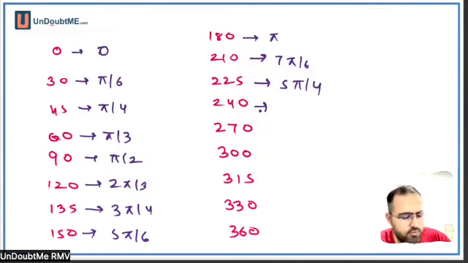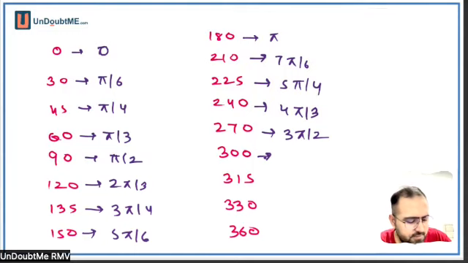Then 240, 5 times... a multiple of 60? Yeah. We can take 60 also, 30 also, 120 also, whichever you like, you can go ahead with that. Usually I take 60. So it is 4 times of 60, so it will be 4 pi by 3. 270 is a multiple of 90. Better, we can use 90, but we can use 30 also. So is it 3 pi by 2? Yeah, it will be 3 pi by 2.